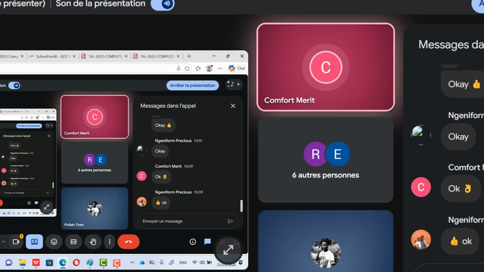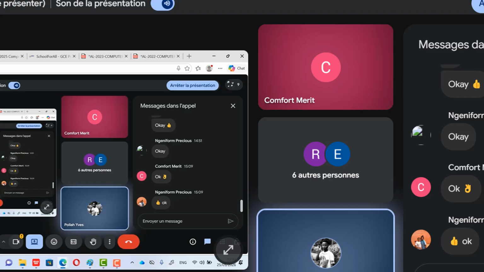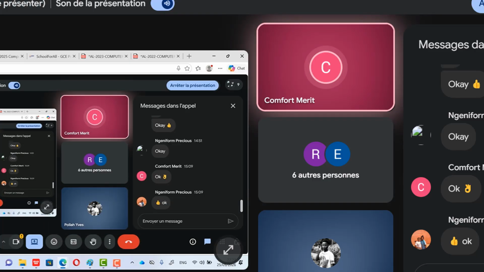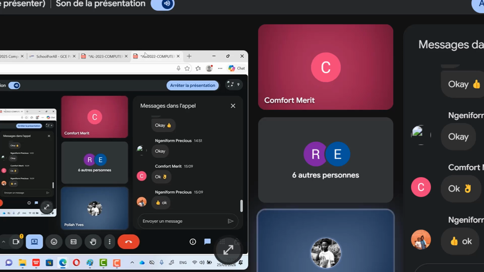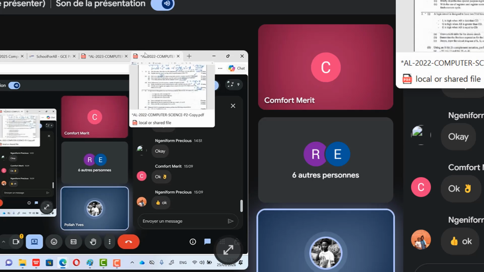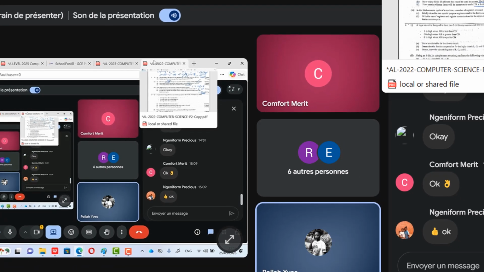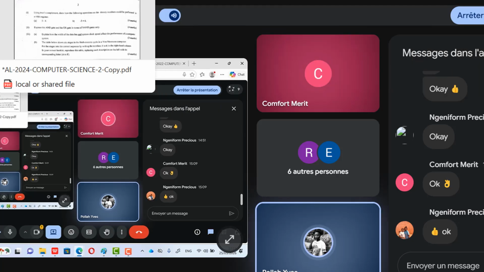So I have a question. Yes, ask your question, Comfort. On the part A, how do you have 1023? Yes, first of all, do you understand how I'm getting the total number of addresses to address each instruction? Yes, sir. 2 to the power n, right? And you're asking how I'm getting 1023.